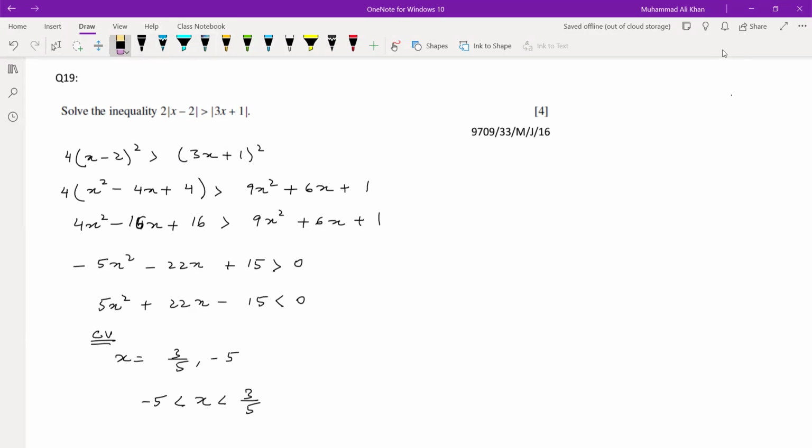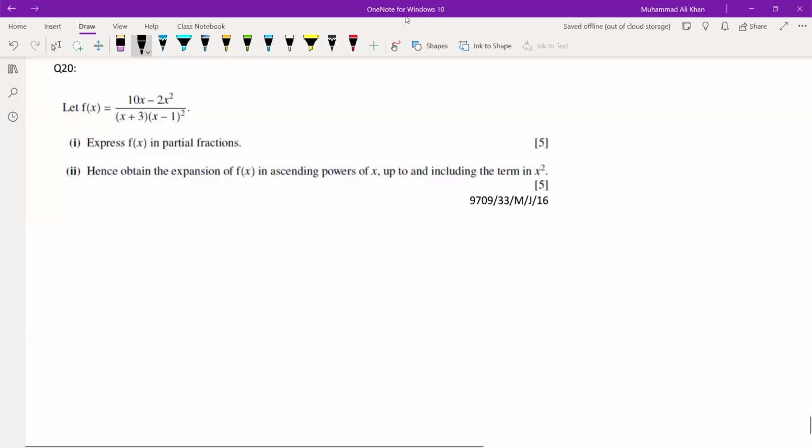And now this is a question of 4 marks. You have to solve it in 6 minutes, right? Question number 20 is of May June 16, paper 3-3. Question of 10 marks. You guys have to solve this question in 15 minutes, right? But inshallah, हम लोग इसको जल्दी ही solve कर लेंगे.